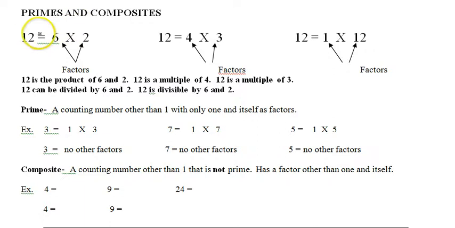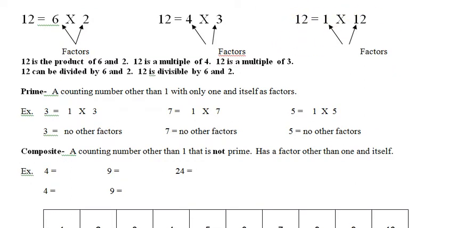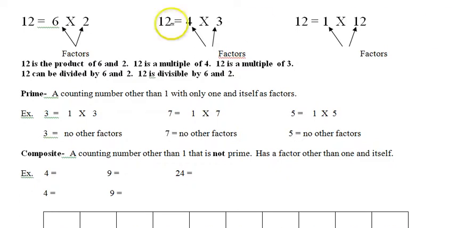So if you have the number 12, we know that 6 and 2 are factors of 12. 4 and 3 are factors of 12, and 1 and 12 are factors of 12. You could also say 12 is the product of 6 and 2. 12 is a multiple of 4. Or 12 is a multiple of 3. We can also say 12 can be divided by 6 and 2. 12 is divisible by 6 and 2. These are all different keywords that you can use, just basing that two numbers are factors of a product.